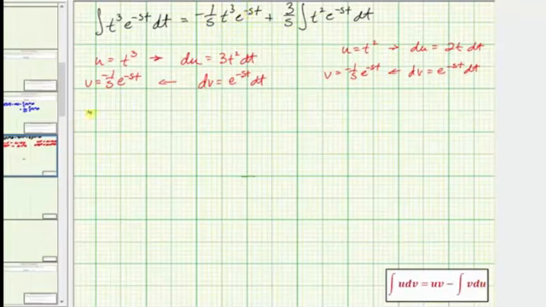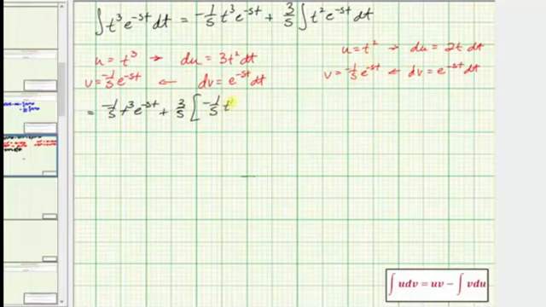So this first term stays the same. We have negative 1 divided by s t to the third e to the negative st, and then we'll have plus 3 divided by s times u times v, which is going to be negative 1 divided by s t to the second e to the negative st minus the integral of v du. Again, we have minus here. V times the u is negative, so this becomes plus. Let's write this as 2 divided by s times the integral of t e to the negative st dt.